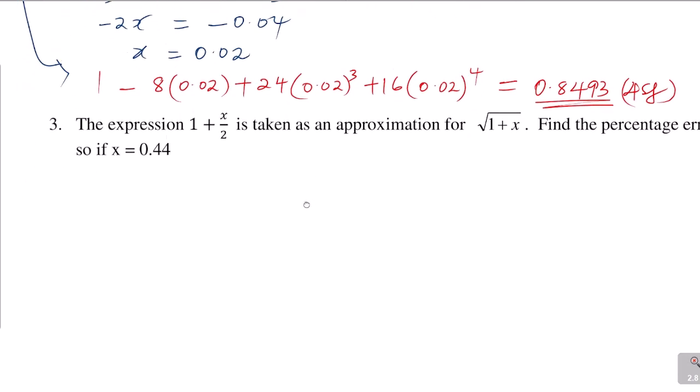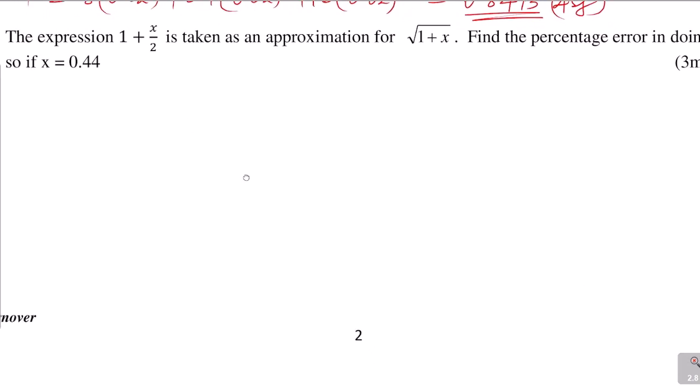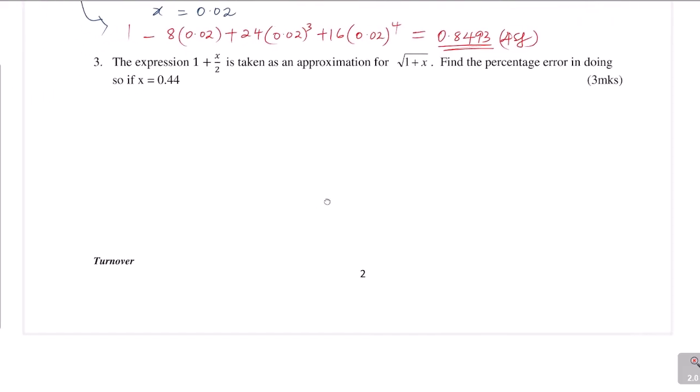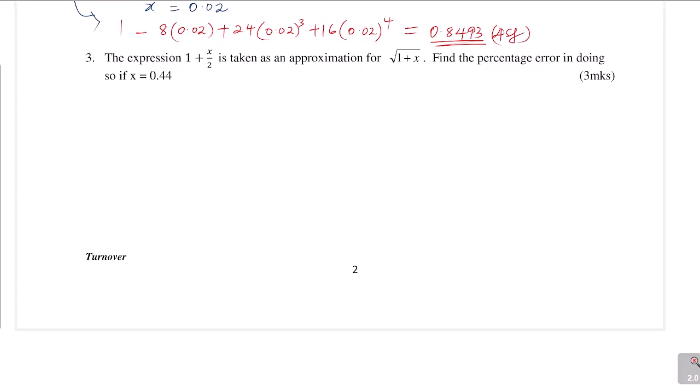Question 3. Question 3 is about errors, approximation and errors. So question 3. The expression 1 plus x divided by 2 is taken as an approximation for the root of 1 plus x. Find the percentage error in doing so if x is equals to 0.44. So you just need to substitute these, get the value of this.